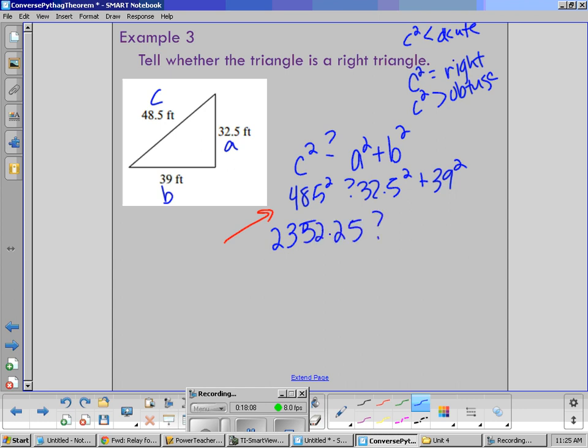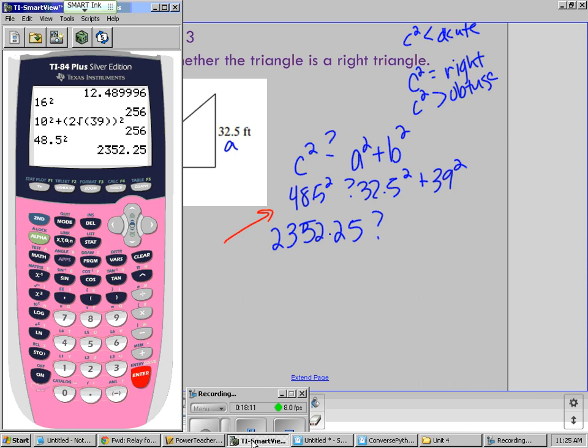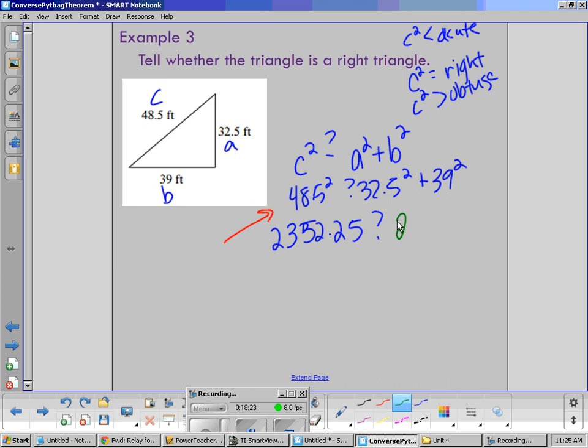And I want to know what relationship that has to 32.5 squared plus 39 squared. So that's 2,577.25. So C squared, 2352.25, is actually less than 2577.25. So I'm dealing with an acute triangle.